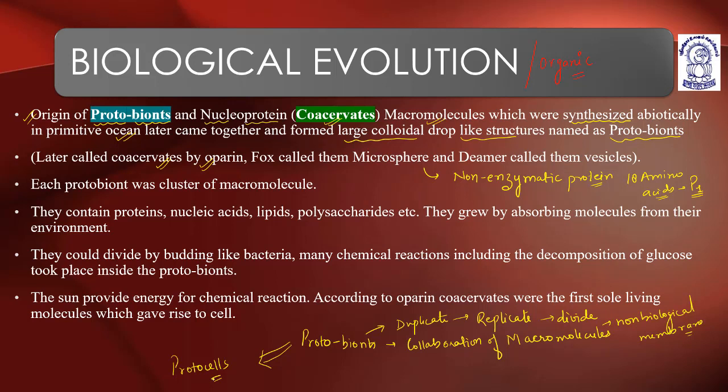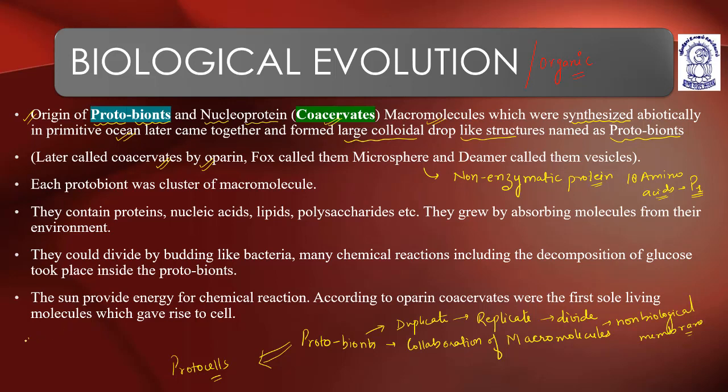The concept of coacervates was given by Oparin. It was basically a hypothetical concept proposed by Oparin in the year 1920. According to this, the early form of life, the protocell, may exist in the form of coacervates. Oparin gave the term coacervate.